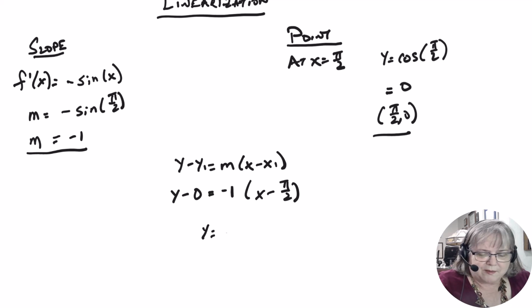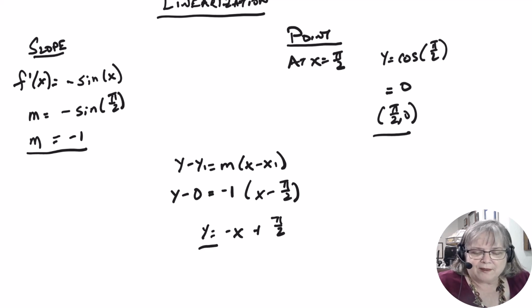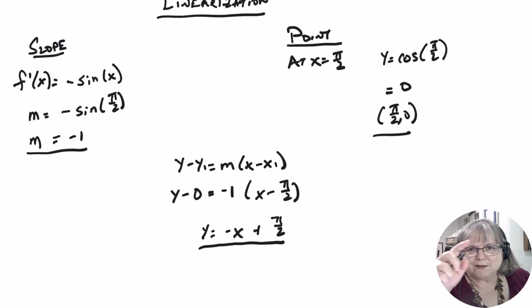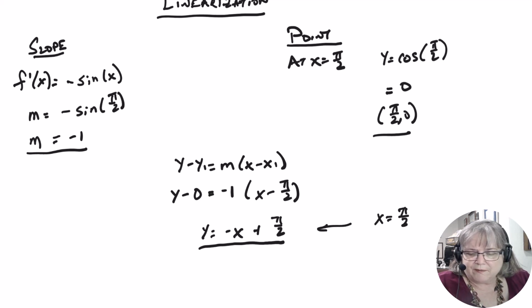So y turns out to be minus x plus pi over 2, right? And we think this is the linearization. Now, sometimes what I suggest students do so that they can start tying all these little loose ends together is to go, okay, so this is a line that's supposed to be touching the cosine curve at pi over 2, 0. So technically, if that's true, I should be able to put pi over 2 in here and see if the points are the same, right?